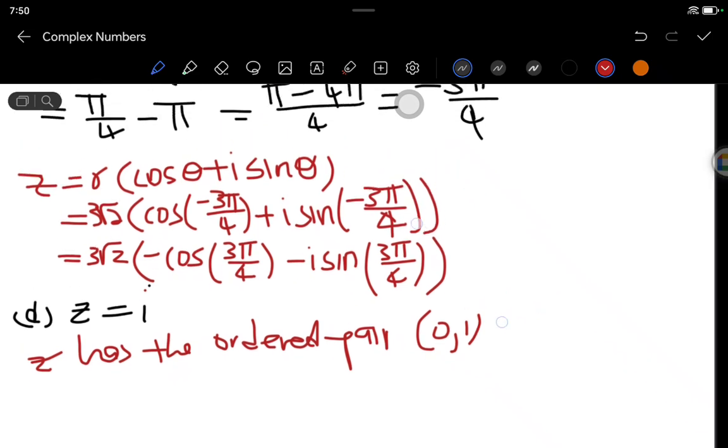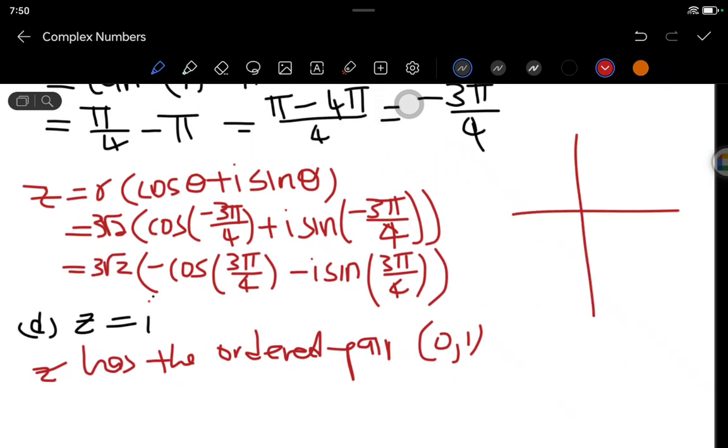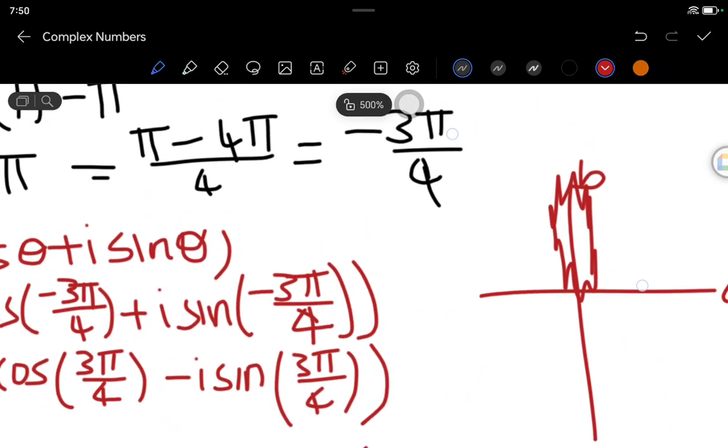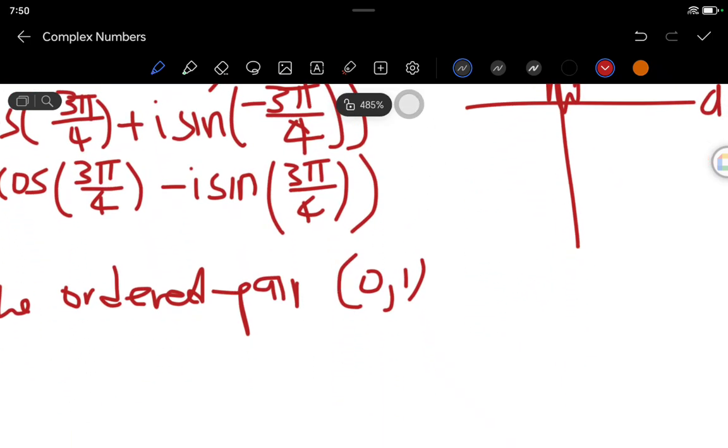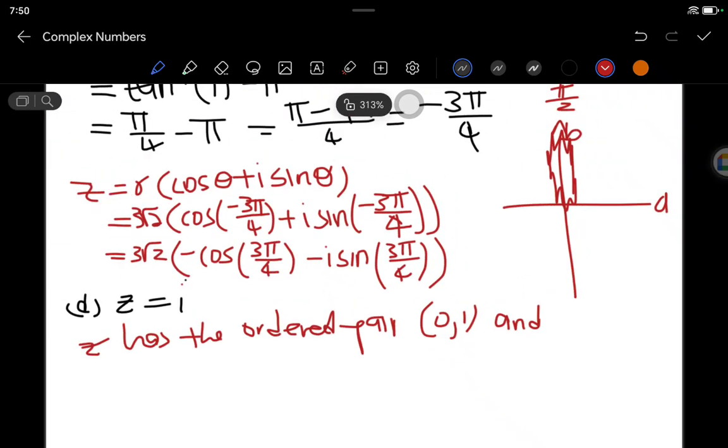Remember, I said that if we have this now, our a, our b, if our b is greater than 0, it's going to be somewhere here where our a is 0. You see, right? And the angle here is what? It's pi over 2. Now remember, this is not in any quadrant. It's not in first quadrant, second quadrant, third quadrant, or fourth quadrant. This is just in there.